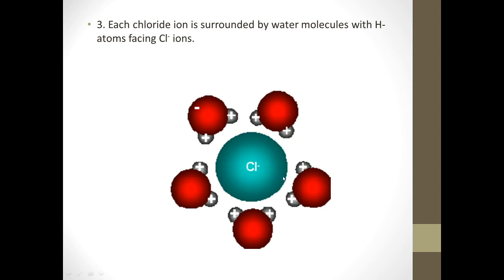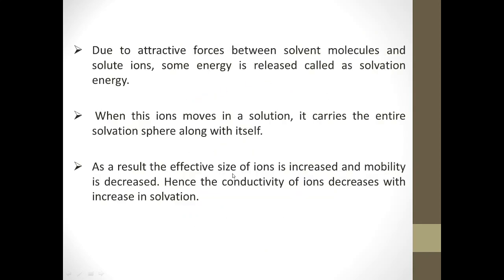Now, in the case of chloride ions, what happens? The hydrogen atoms carrying a partial positive charge face towards the chloride ion, and because the oxygen carries a partial negative charge, it is repelled from the chloride ions. So the water molecules surrounding the chloride ions have their hydrogen atoms facing the chloride ions. Because of this attractive force between the solvent molecules and the solute ions, there is a release of energy, which is called solvation energy.